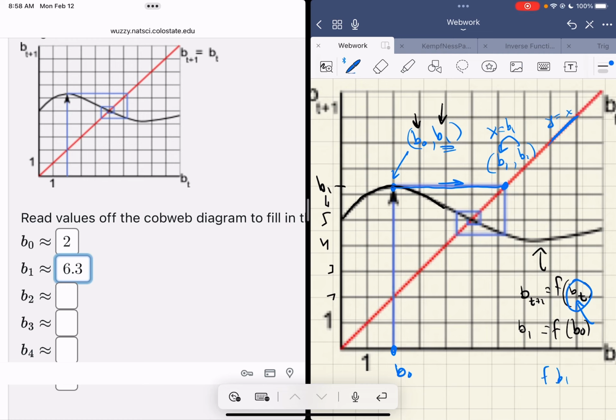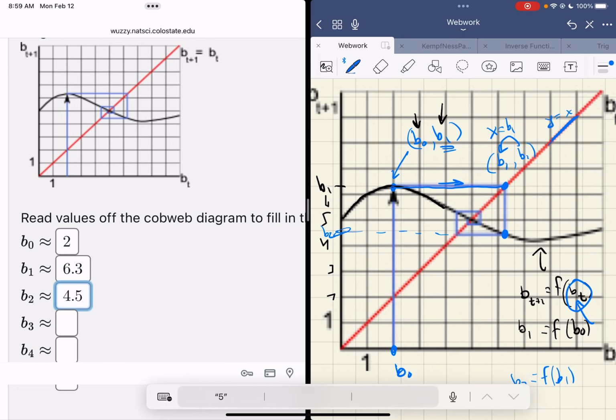And what is f of b1 going to tell us? It's going to tell us b2. So this spot right here, the y value is b2. And that looks like it's about 4.5. Let's run with it. All right, I'm going to speed it up a bit. So now this y value is b3, and that's maybe like a 5.2. And this y value is b4, and that's maybe like a 4.8.